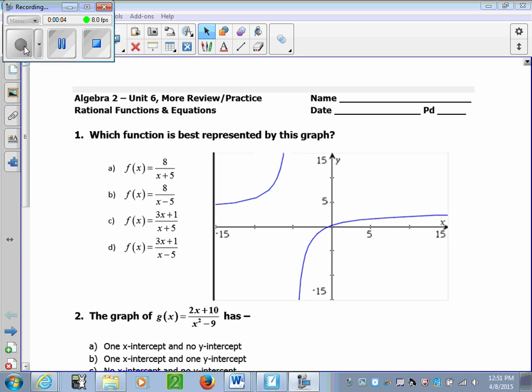I'm going to go through your review sheet. Feel free to skip to whatever questions you need to see. This might get broken up into two videos, but we'll get through all these. Okay, so the first one, which function is best represented by this graph?